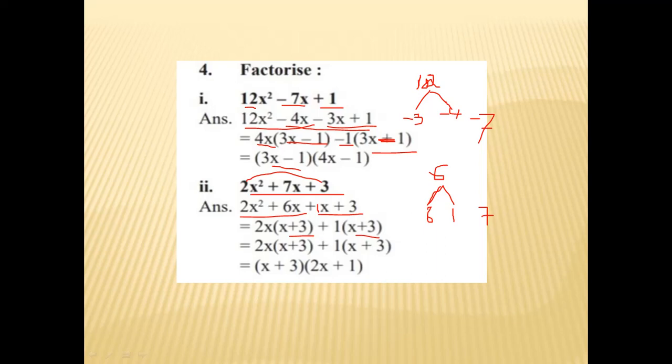We get x plus 3 as one of the terms. The remaining is 2x plus 1. This is the other term. Therefore, x plus 3 and 2x plus 1 are the two factors for the above polynomial.